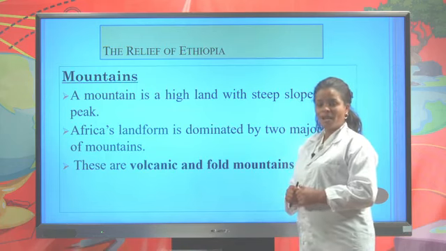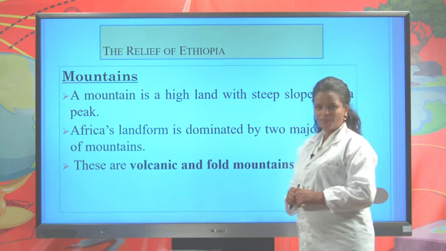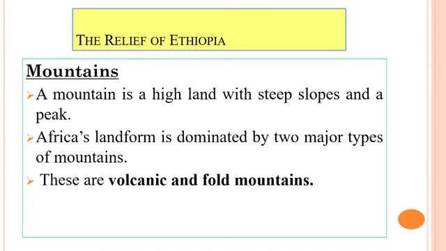Students, let's proceed to mountains. What is a mountain, students? A mountain is a highland with steep slopes and peaks. So the African landform is dominated by two major types of mountain. These are the volcanic mountain and the fold mountain. The fold mountain was formed during the Mesozoic and Cenozoic era. There are two types of fold mountain, young and old fold mountain.